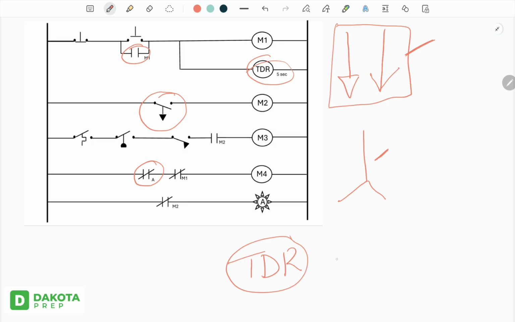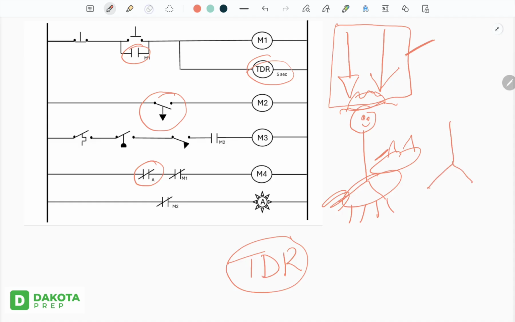One of them is on delay, one of them is off delay. And because I love having handy things to help me remember, I remember on delay: we got a guy in a cowboy hat sitting on a horse and he's going "on delay, woohoo!" Give him a little smile there. So on delay looks like a guy sitting on a horse.